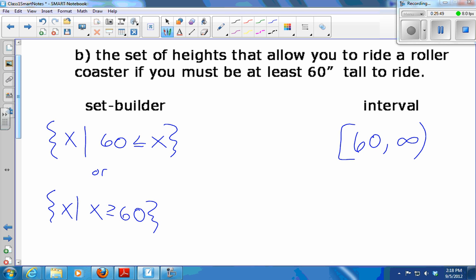That's a good point. In reality, there is probably some upper limit on height. I don't know what it is though. So we'll just say there's probably some upper limit, but we don't know what it is. But the sign says you have to be at least 60 inches tall to ride. So if we're just translating that sign, it would be 60 to infinity.